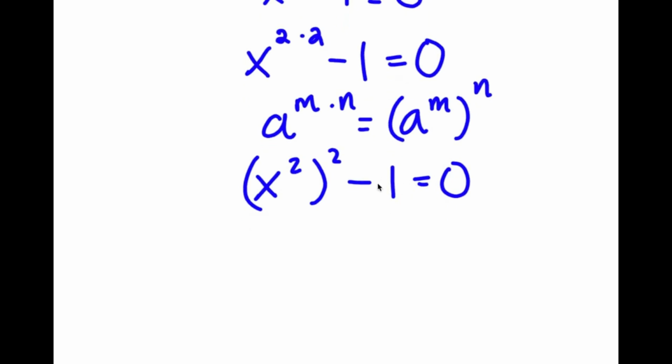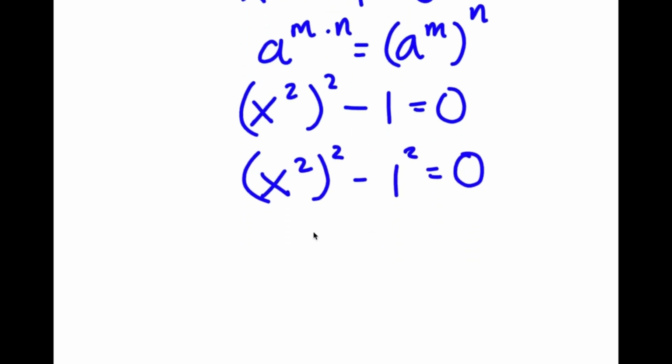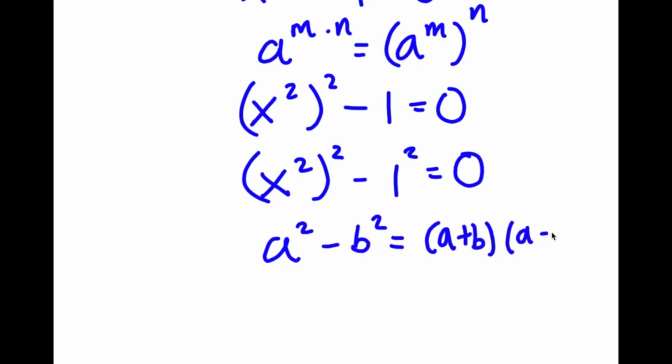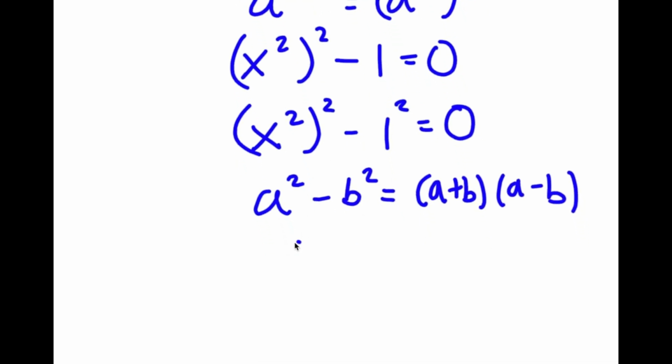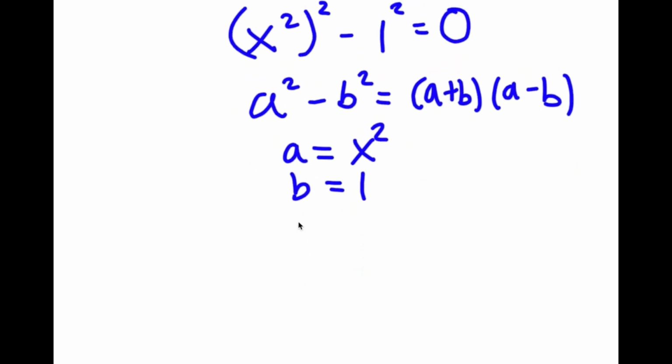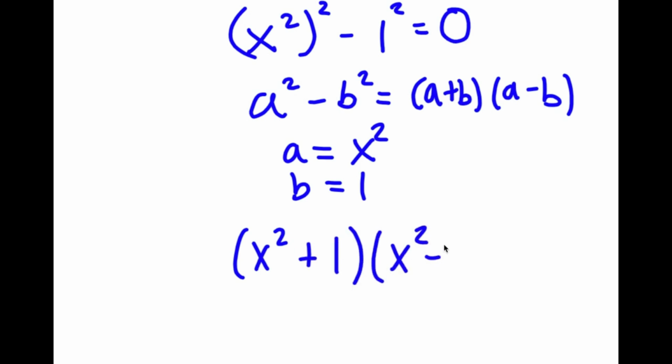Now 1 is the same thing as 1 squared. So I have x squared to the power of 2 minus 1 squared is equal to 0. If I have something in the form a squared minus b squared, this is equal to a plus b times a minus b. So in this case, a is x squared and b is 1. So I have x squared plus 1 times x squared minus 1, and this is equal to 0.